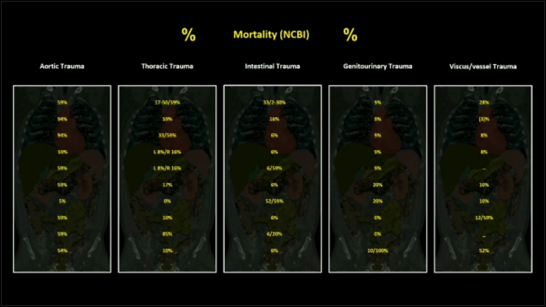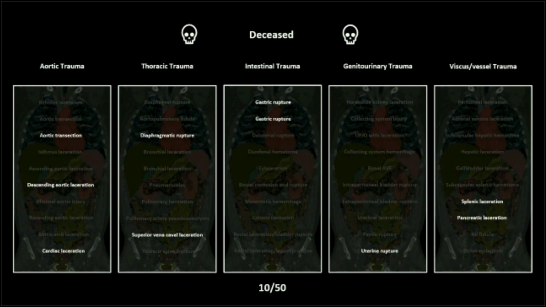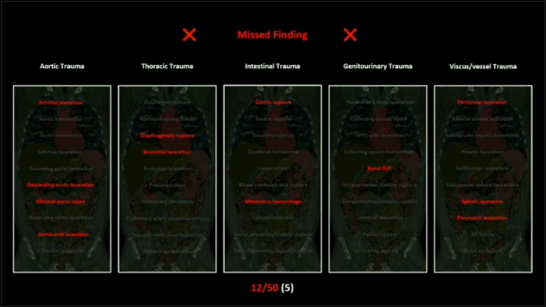I also went to the National Center for Biometric Information and pulled the expected mortalities for every one of these injuries. So you'll see that with each one. And then whether or not the patient lived is certainly an item of interest. So a deceased patient will be designated with that ghoulish skull icon. And then whether the radiologist actually made the call or not. Did they see the finding? That'll be a red X if the radiologist missed the finding, like Miss Othmar used to put on your grade school tests.